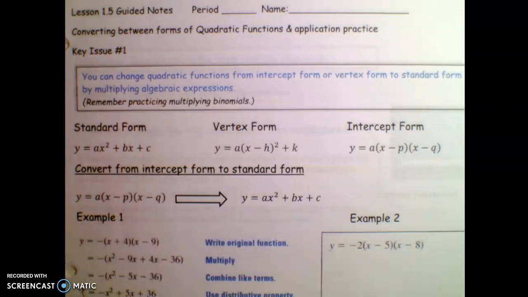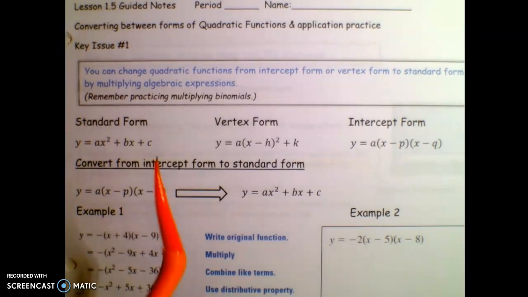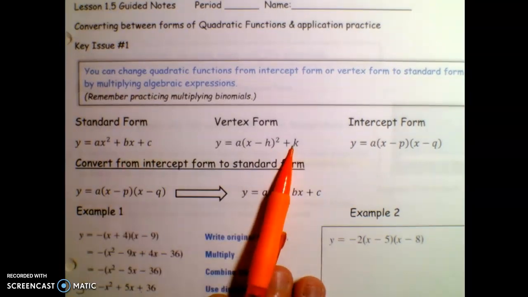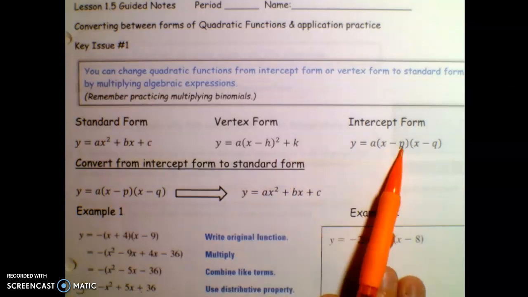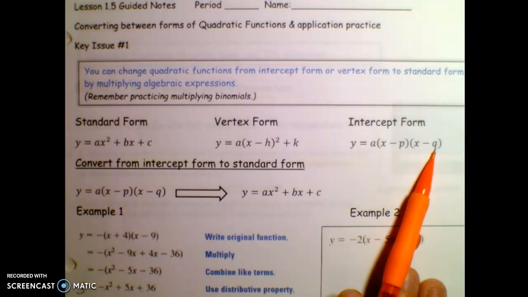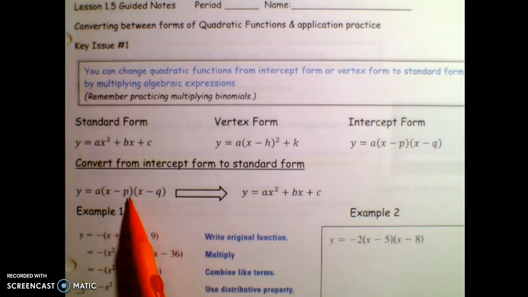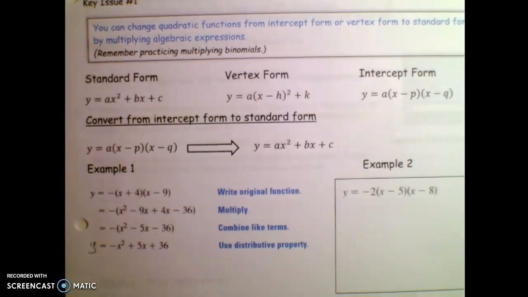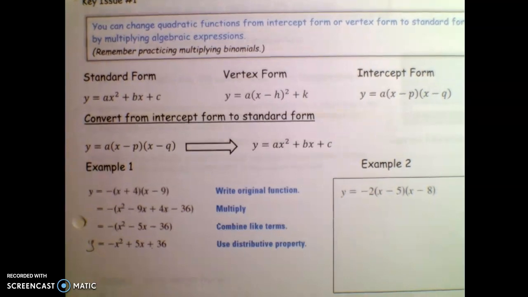All right, so these are the three forms that we've been working with. Standard form, vertex form, where you can see the vertex right there in h, k, and intercept form, where you can see p, q, which are our roots or our x-intercepts. Now, sometimes we want to be in one form and we're in the other. So, for example, in this one, we're looking at something that is in intercept form and we would like it to be in standard form. All right, so let's try practicing converting from intercept form to standard form.